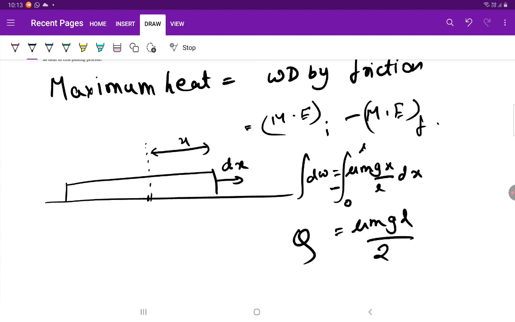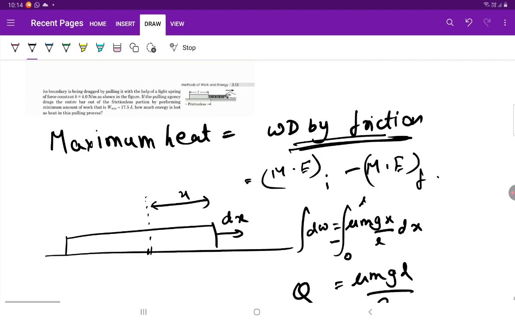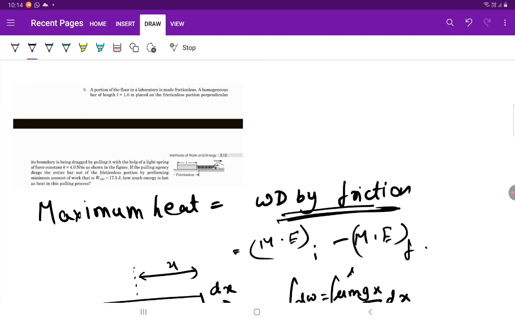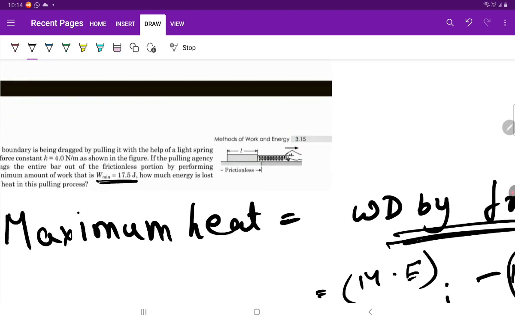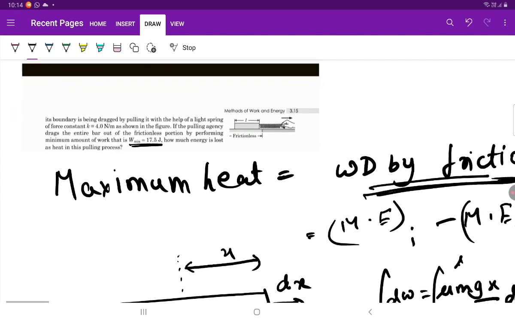Because I already mentioned that the maximum heat produced can be written as the work done by friction, if no other dissipative forces like drag are working, or you can also write it as mechanical energy initial minus mechanical energy final. Both are correct. So till now we have derived the heat produced. Is that the answer? No, because they didn't give us the mass and gravitational acceleration g, though we can put it as 10 meter per second square. We don't know mu and m, but they have given us the minimum work required to pull the block out of the frictionless portion, which is 17.5 joules.